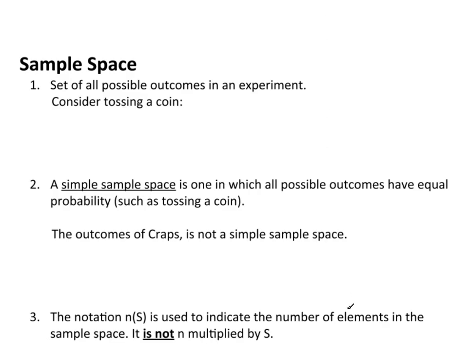We need to get through a little bit more terminology so we can understand what we're talking about when we're dealing with probabilities. A very important concept is the idea of a sample space. A sample space is simply the set of all possible outcomes in an experiment. So consider tossing a coin, just a single coin. If you take a single coin, what could happen? Well, you could see a head or you could see a tail. This is the sample space.